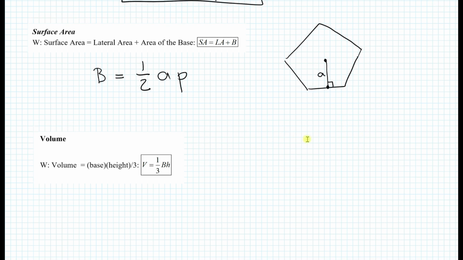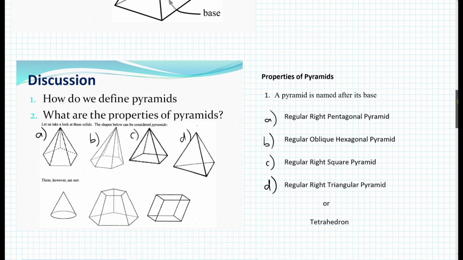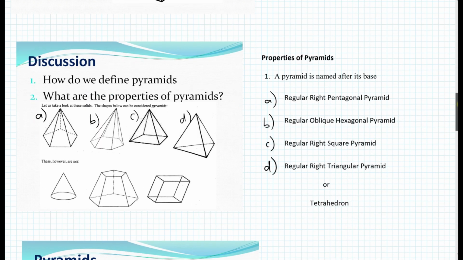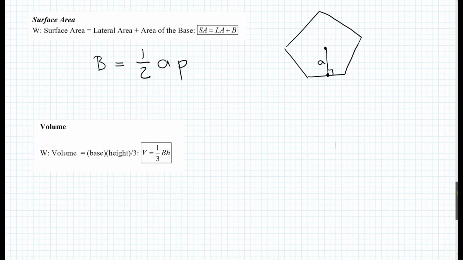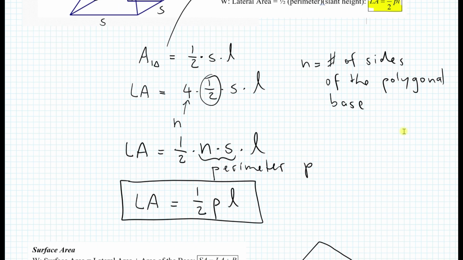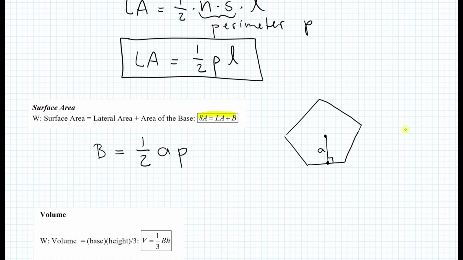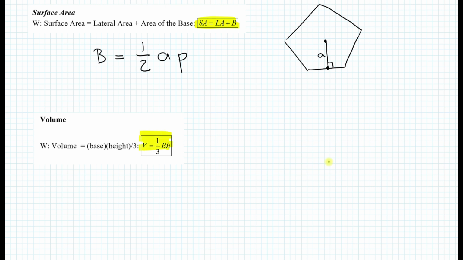Okay, so that's it for today's lesson. The most important thing is for you to remember in today's lesson what these properties of the pyramids are, and how these are named. But also, please remember the formulas. The lateral area is 1/2 times perimeter times the slant height. Then the surface area, which is just the lateral area plus the area of the base. And finally, the volume, which is 1/3 times area of the base times height.